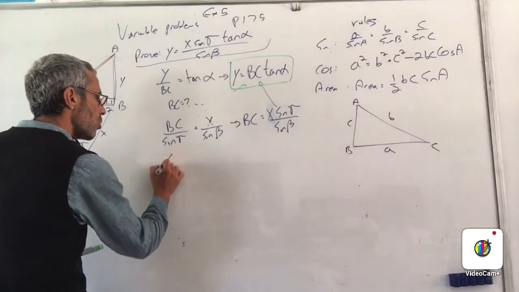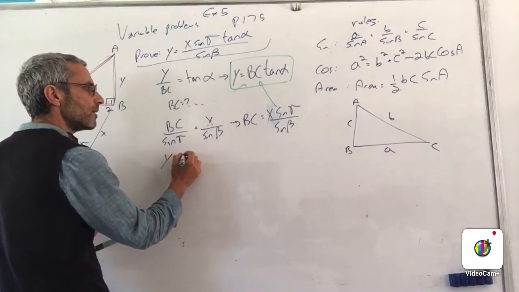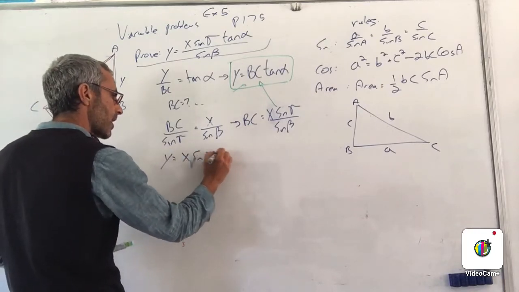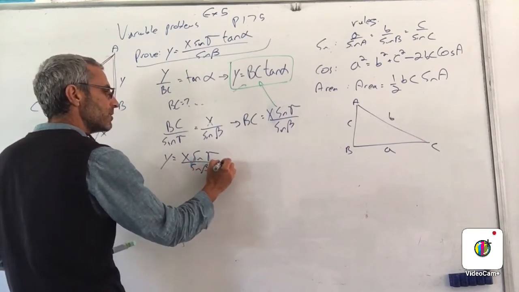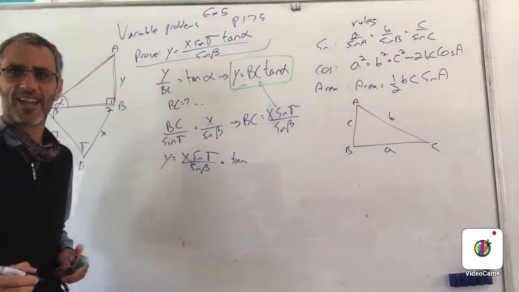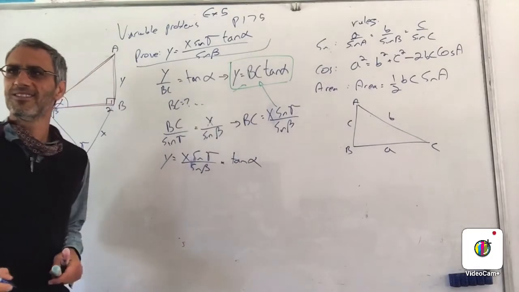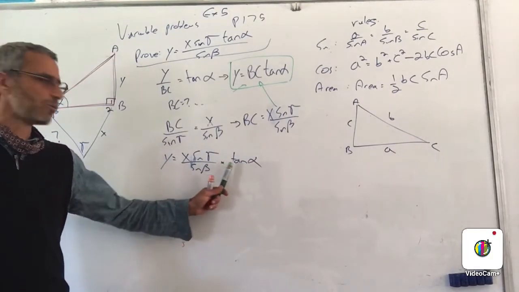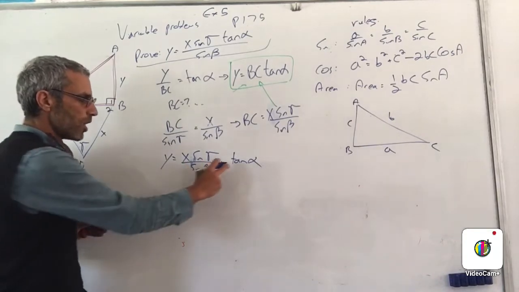We're almost there. Y is going to be equal to, instead of BC, what should I write? X sine gamma divided by sine beta times what? Tan, not tank. We're not driving tanks here. Tan alpha. Okay? Now, I know some of you are often a little bit confused. What do I do with that tan alpha?